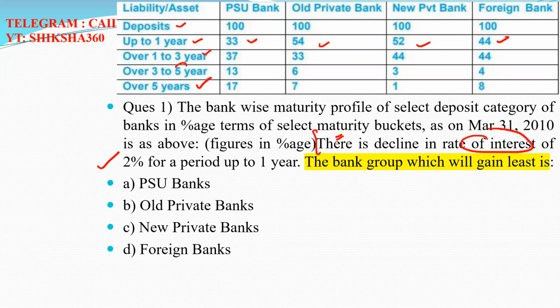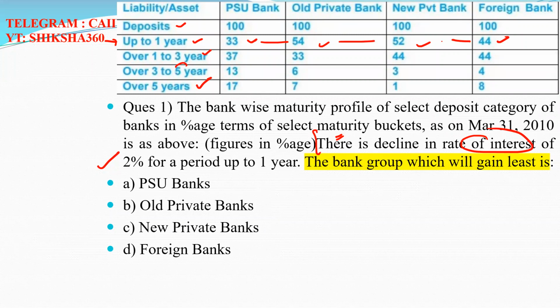There is a decline in the rate of interest of 2% for a period of up to 1 year. So which bank group gains the least here? From this data, we have to look at this one line.